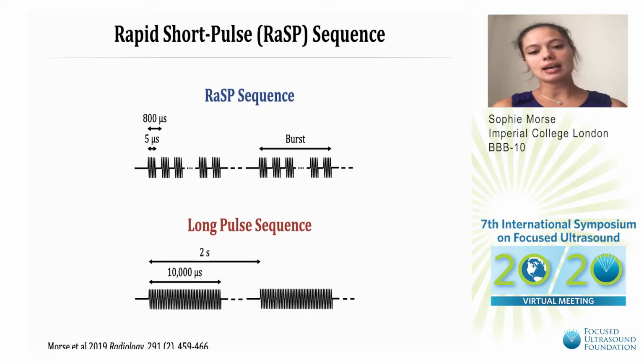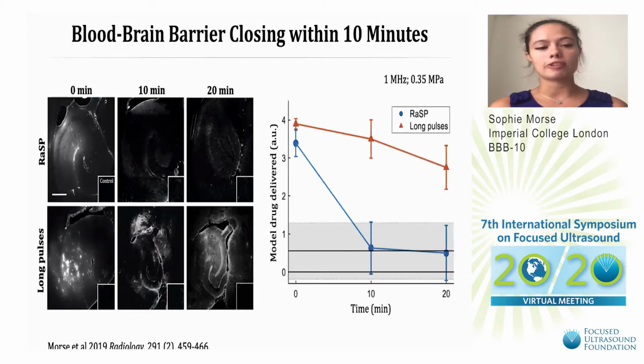And the idea here is that we're trying to distribute the microbubble activity within the vasculature so that we get a more uniform drug delivery inside of the brain. Now, when we tested this in vivo, this is exactly what we saw. A more uniform delivery inside of our brain, so the drug is reaching more of the cells, but also the blood-brain barrier is closing within just 10 minutes rather than being open for hours and hours.